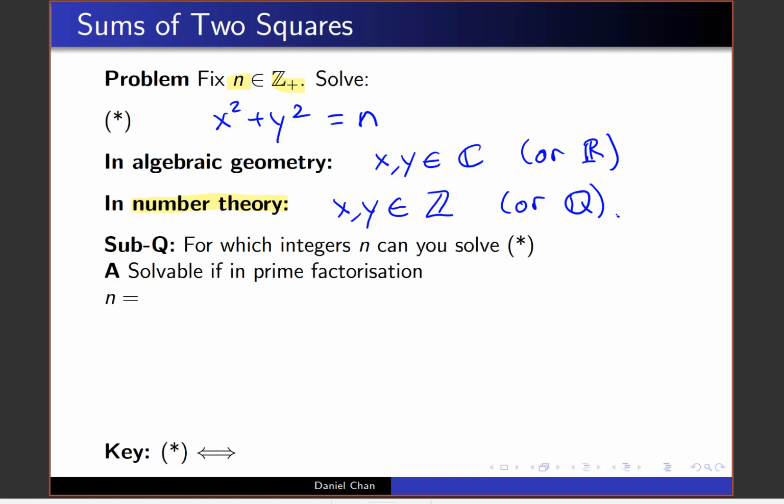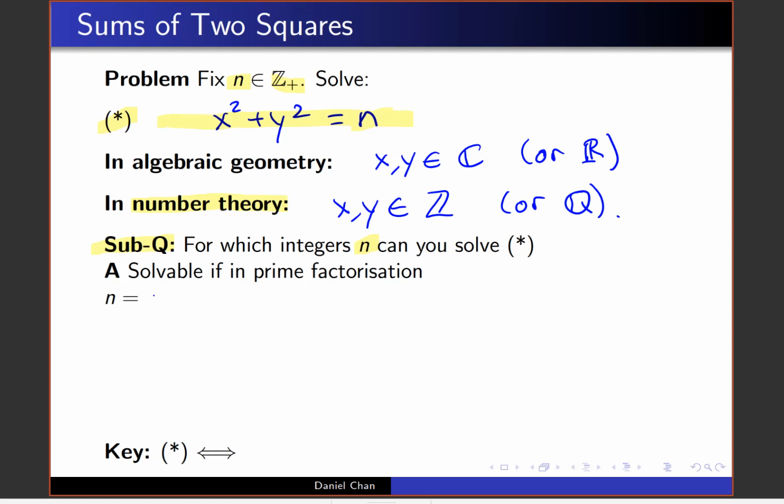Since it's quite a difficult problem, we're going to make it a little bit simpler. We're going to ask the following sub-question. We're going to vary this n, and ask for which integers n can you actually solve this equation, this star here. That's what we want to do. And the answer is rather interesting. The answer involves the prime factorization of this n.